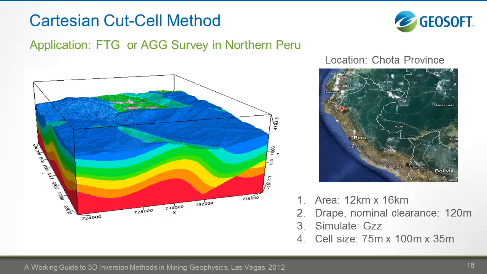I'm going to show you simulation of the GZZ response. I will use that particular component of the gravity gradient simply because it's the simplest to visually interpret. And this modelling was done on a 75 metre by 100 metre by 35 metre cell size, and you can see that gives us a good representation of any possible geology.